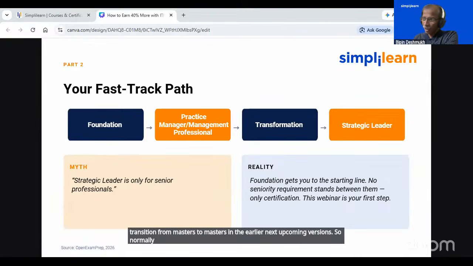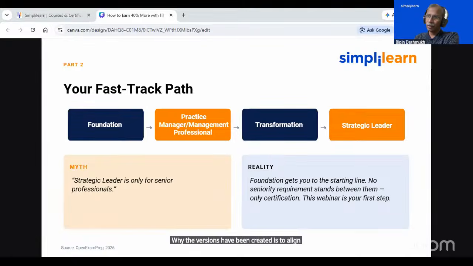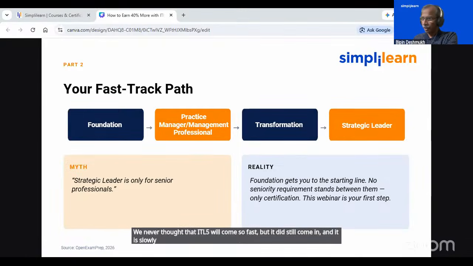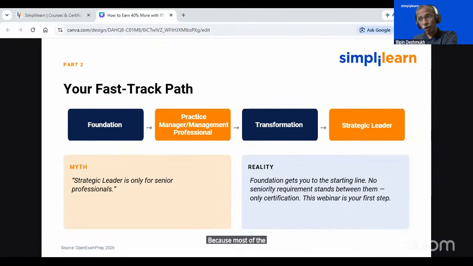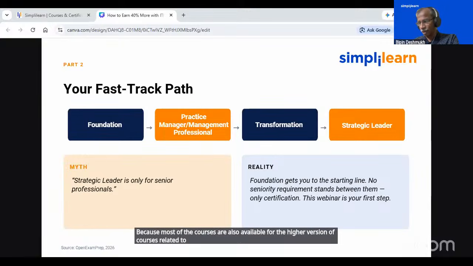Normally, versions are created to align with market demands and needs for a particular area and certifications. We never thought that ITIL 5 would come so fast, but it did, and it is slowly getting adopted. It is likely to move at a higher pace now compared to the last 6 months, because courses are also available for the higher version, related to practice managers, management professional, digital IT strategy, etc.